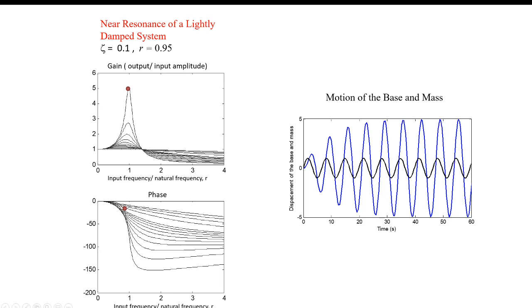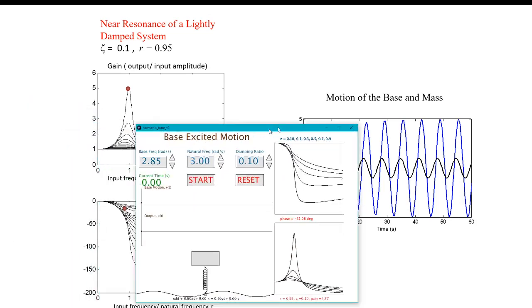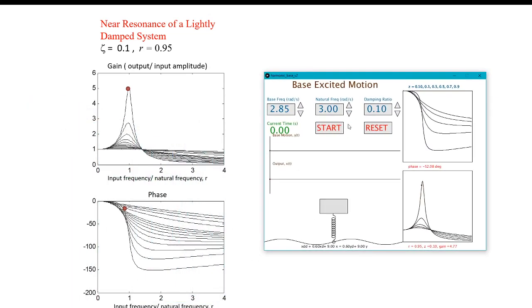And lucky you, I actually have an animation. I figure I'll give you something a little exciting. This is a case where the natural frequency is 3 and the base frequency is 2.85. So this is exactly when the input base motion frequency is 95% of the natural frequency, and zeta is 0.1.